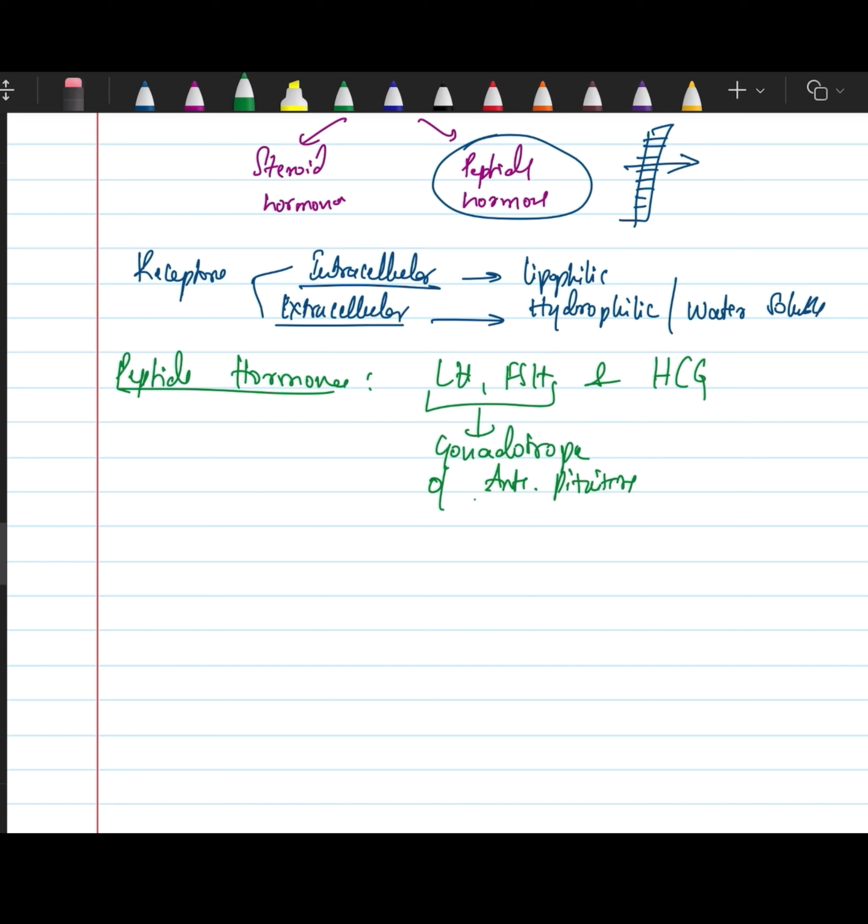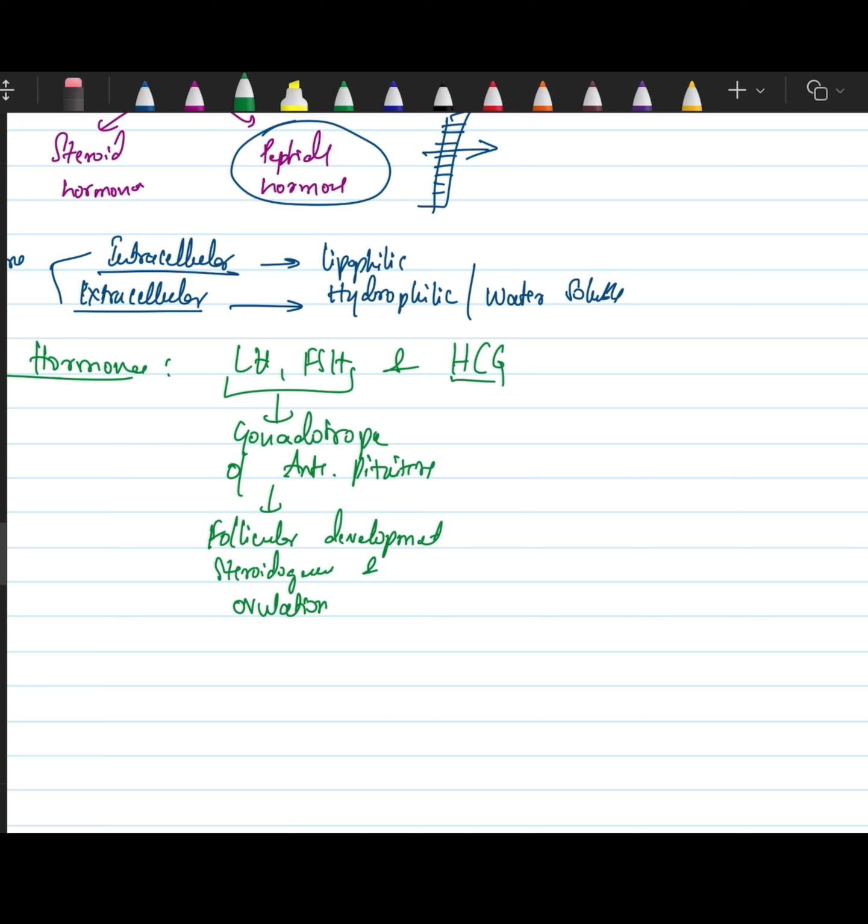Okay. So what is the action of this LH and FSH? I have already told you they help in follicular development, steroidogenesis, and help in ovulation. So this HCG, it's not secreted by your anterior pituitary. It is produced by your placental trophoblast. Okay. This is very much important for your pregnancy maintenance as well.